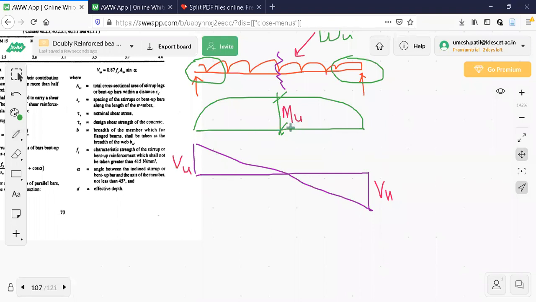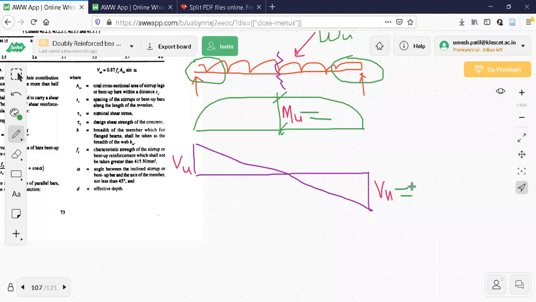Now, as I told you, MU is equal to WUL square by 8. Now you can see this one. What is VU equal to, as the way I am telling you? It is WL square by 8. What is the value of VU? I can write WL square by 8. In place of W, I should write WU.